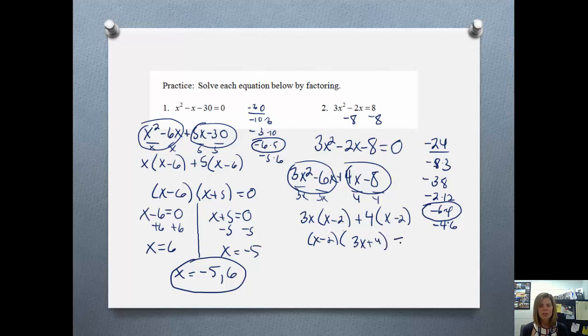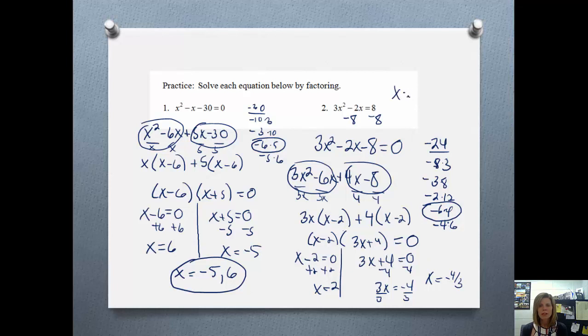Okay, this actually still equals 0, so now we're going to use the zero product property. We'll set each part equal to 0, so x minus 2 equals 0, and 3x plus 4 equals 0. Okay, and then on this one, if I add 2 to both sides, I'll get x equals 2. And here I'm going to have to do a two-step problem. First of all, subtract 4, so I'll get 3x equals negative 4, and then to get the x by itself, I will have to divide by 3, so x equals negative 4/3.